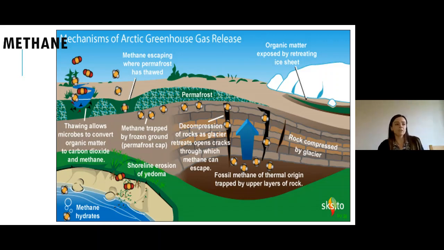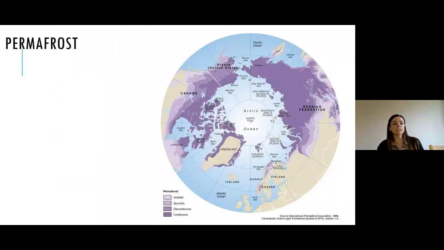This is a permafrost map, and as you can see, permafrost is found on land and also below the ocean floor. It is found in areas where temperatures are rarely above freezing. So it's widespread in Arctic regions of Siberia, Canada, Greenland, and in Alaska, 85% of the state is permafrost.